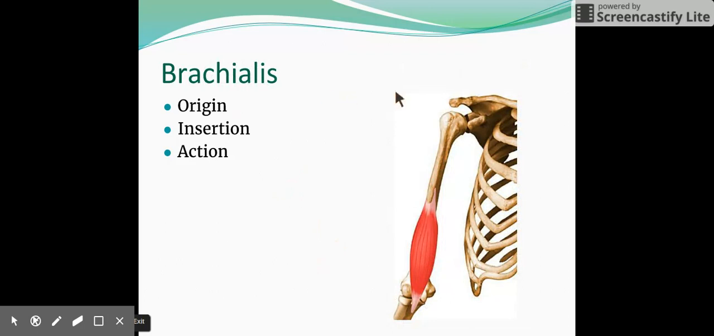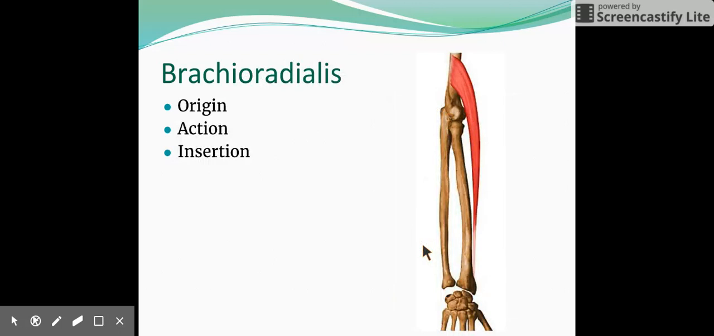Then we have the brachialis. This does almost the same job as the biceps, except the biceps is the prime mover. The brachialis is a synergist and a sister muscle, and its origin is here on the humerus, and its insertion point is down here on the ulna. Again, its action is to flex the forearm.